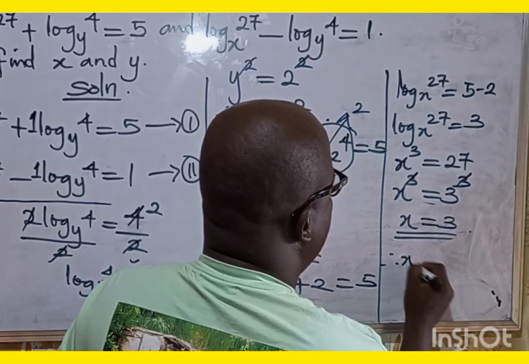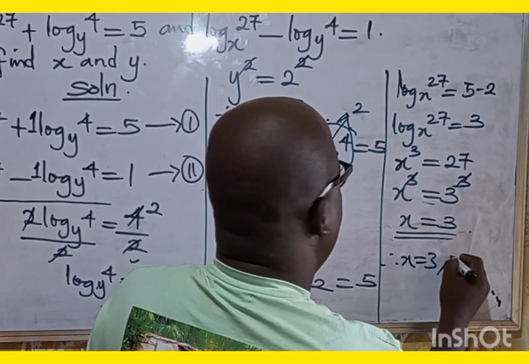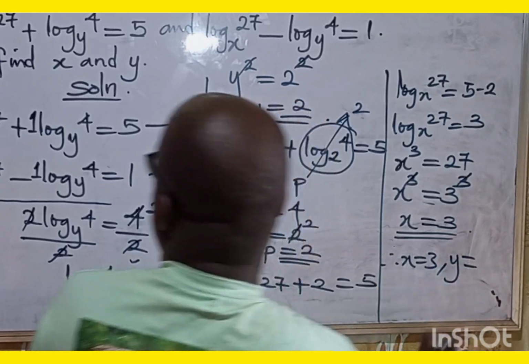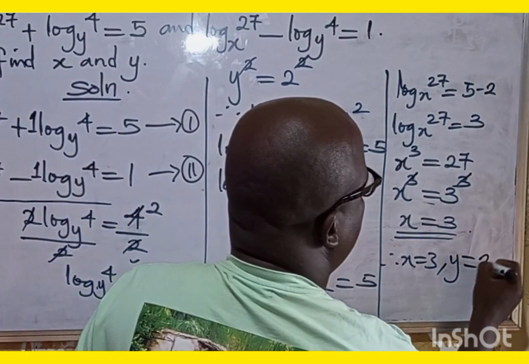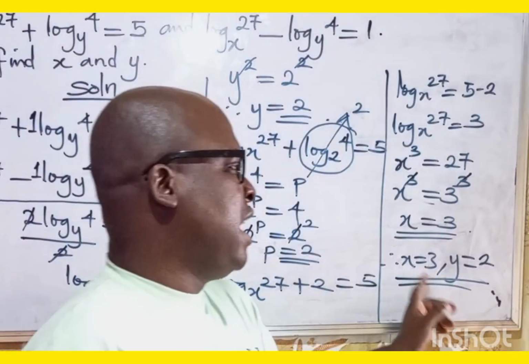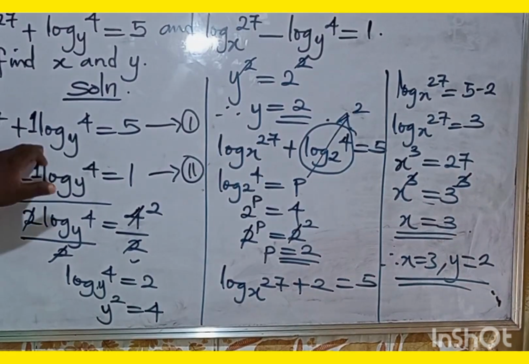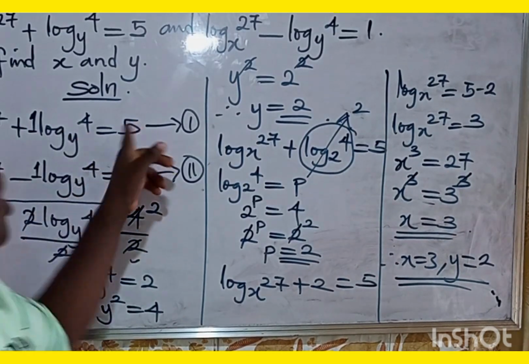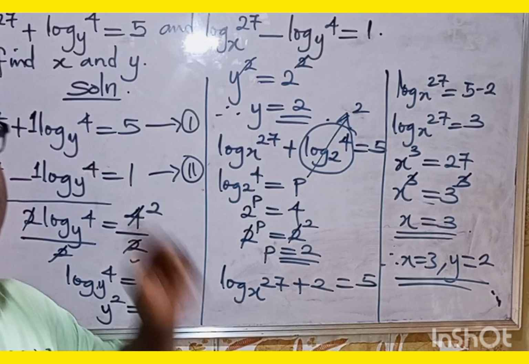So therefore, x is equal to 3 and y is equal to 2. If we substitute the values of both x and y into this first equation here, you will get 5 as your answer.